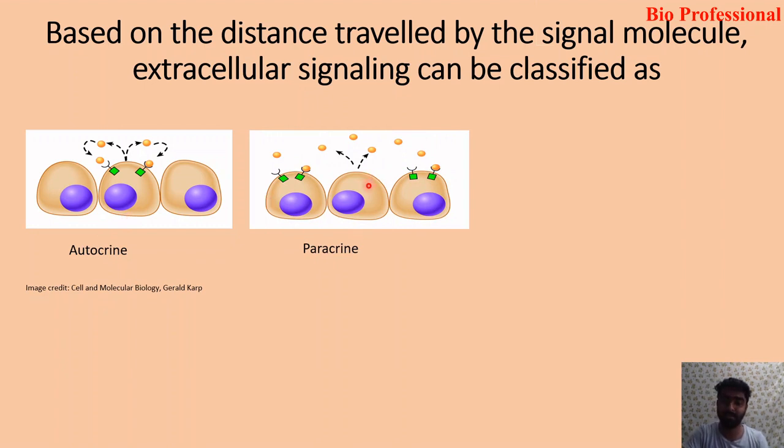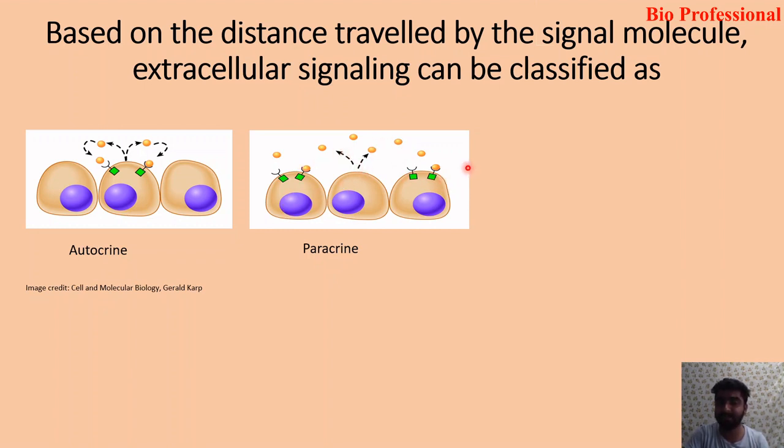After that there is paracrine signaling. One cell synthesizes a signaling molecule and releases it outside the cell, and this signal molecule travels some local distance. You can see the cell is placed very near to this cell.